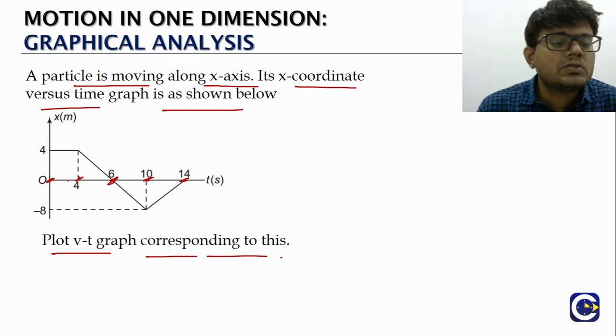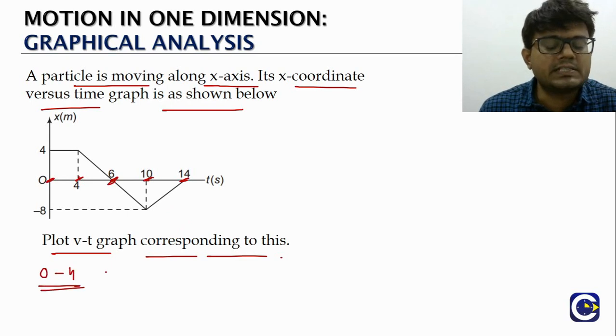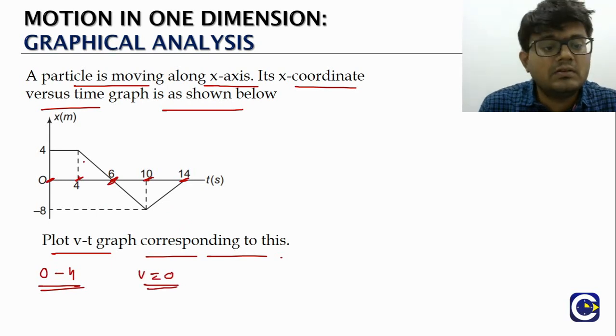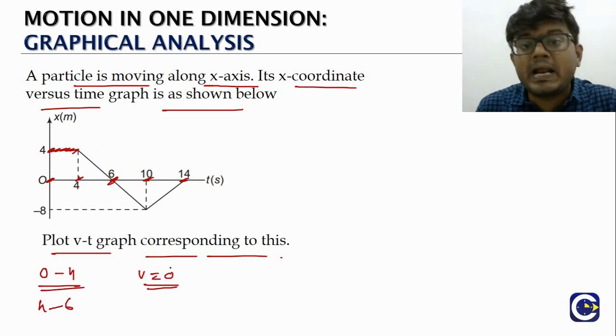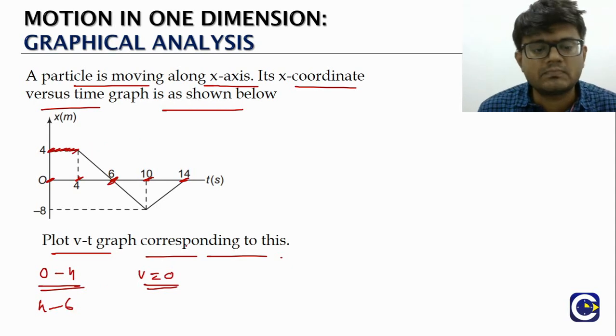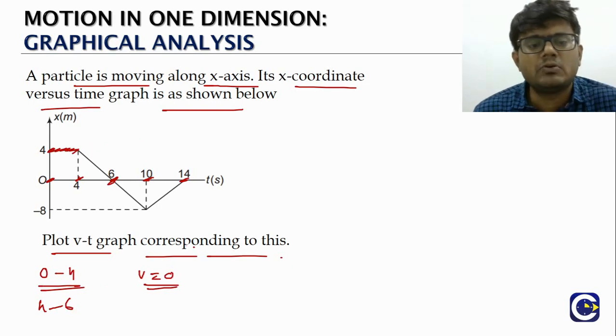Okay, so from t equal to 0 to t equal to 4, we will just mark these regions. What is this? Position is constant, right? Means velocity will be 0 straight away. This part, position is constant, means velocity will be 0, right? Then from 4 to 6, like that we have to do first, because while practicing, initially we will do it like this only. Then once we get some comfort, we will be able to write it.